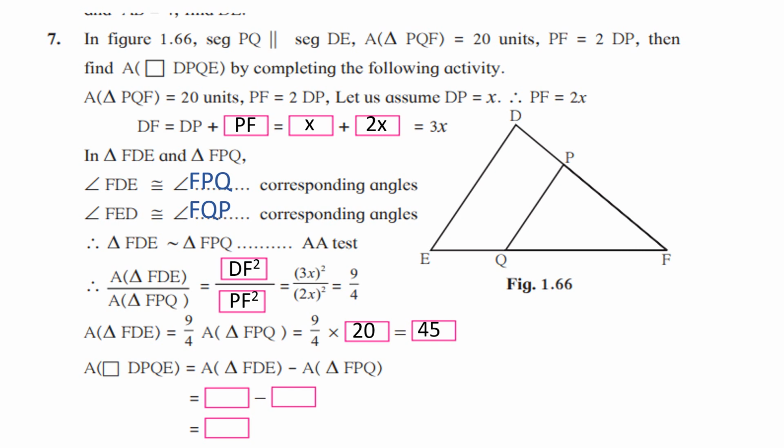Now how we'll find out area of quadrilateral? As you know, area of quadrilateral plus area of triangle PQF will give me area of triangle FDE. So area of quadrilateral DPQE will be area of triangle FDE minus area of triangle FPQ, which will be 45 minus 20. 45 minus 20 is equals to 25, and that is your final answer.